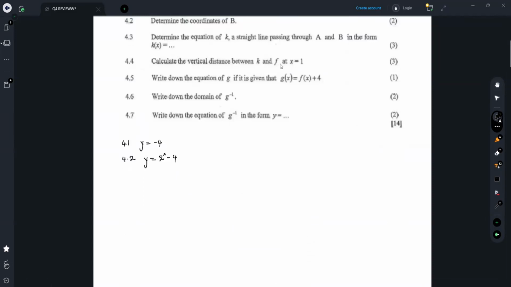So here we are solving for the value of x. First of all, we have to solve for the x-intercept. Then we are going to report our final answer as a coordinate, because they said determine the coordinates of B. Okay, so we have 0 equals 2 to the power x minus 4. Then if we take the 4 to the other side, it becomes 4 is equals to 2 to the power x.